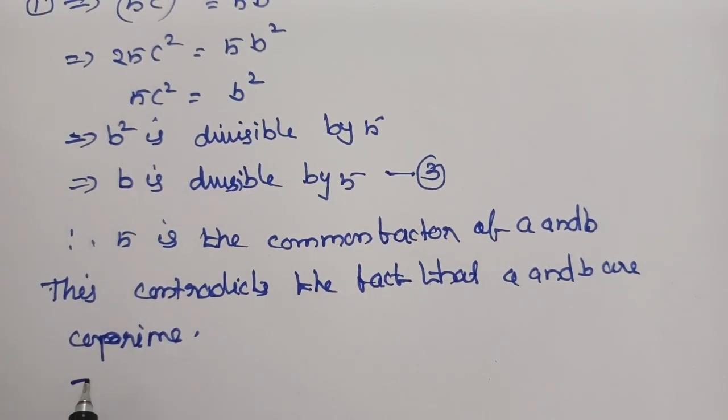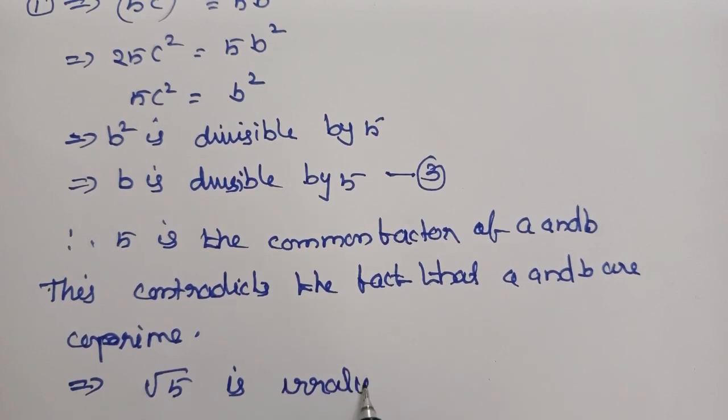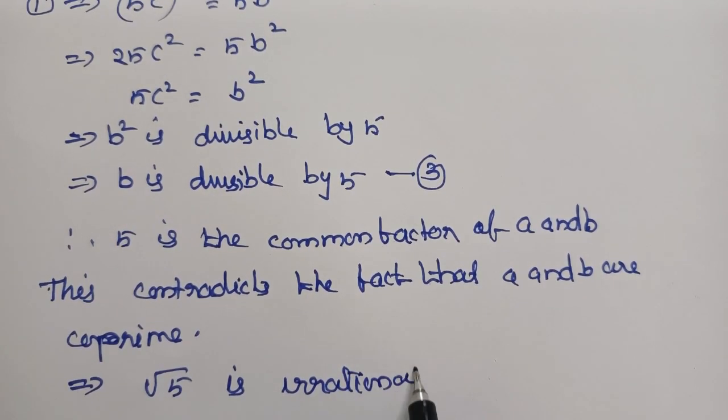Therefore, our supposition is wrong. Hence, we get root 5 is irrational.